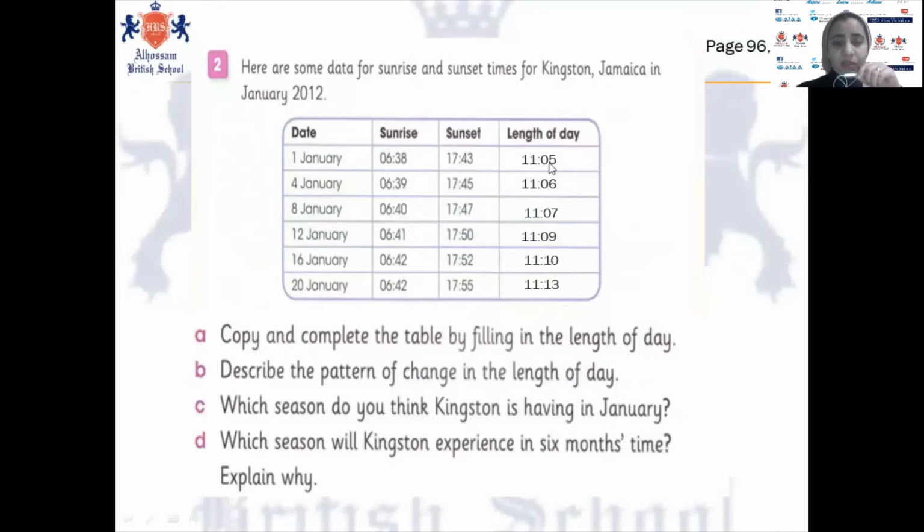As we used to do, to find the length of the day we subtract sunrise from the sunset, and we get the results. Copy and complete the table by filling in the length of the day, as we did. Describe the pattern of change in the length of the day. Does it decrease or increase, get shorter, get longer?